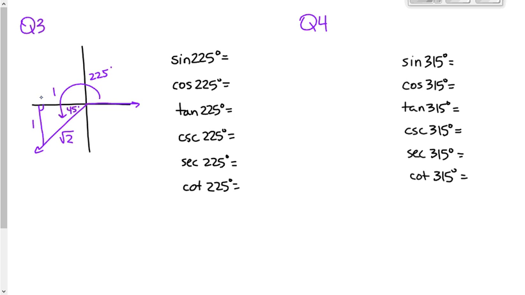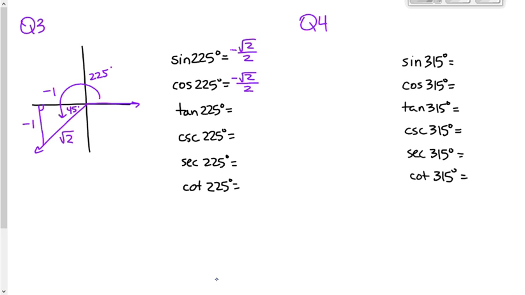And because we went left, we need a negative on the adjacent, and because we went down, we need a negative on the opposite to indicate direction. Now that we have that, we can go through just like we did before. The sine is opposite over hypotenuse, negative 1 over square root 2. Rationalize, and you get negative square root 2 over 2. The cosine, adjacent over hypotenuse, negative 1 over square root 2, rationalize, and it's also negative square root 2 over 2.